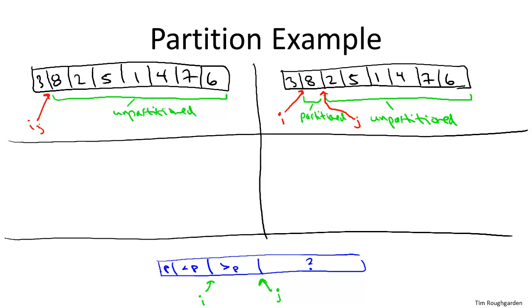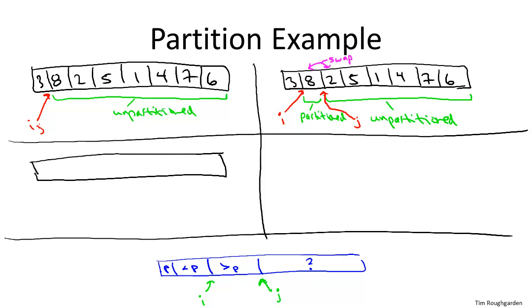Now, what's going to happen in the next iteration? This is where things get interesting. Suppose we advance j one further. Now the part of the array that we've seen is an 8 followed by a 2. Now an 8 and a 2 is not a partitioned subarray. Remember what it means to be a partitioned subarray: all the stuff less than the pivot, all the stuff less than 3, should come before everything bigger than 3. So 8, 2 obviously fails that property. 2 is less than the pivot, but it comes after the 8, which is bigger than the pivot. So to correct this, we're going to need to do a swap. We're going to swap the 2 and the 8.